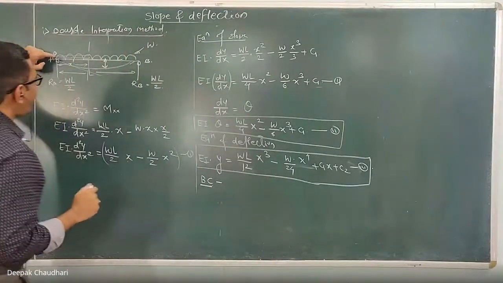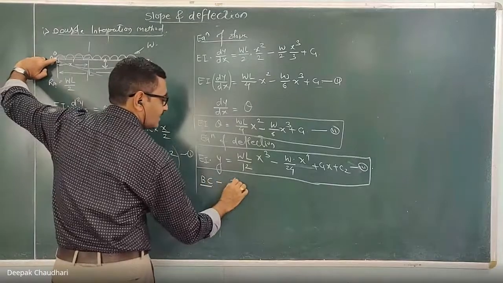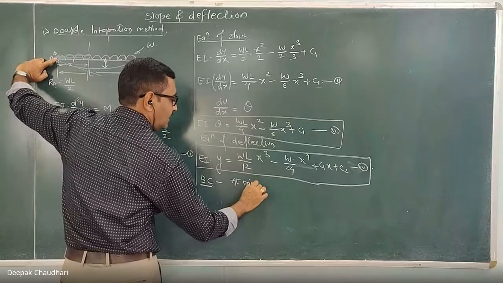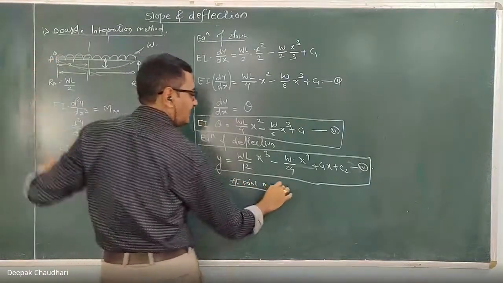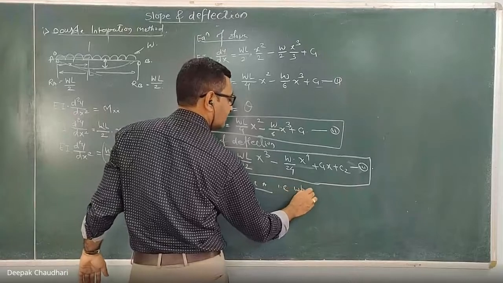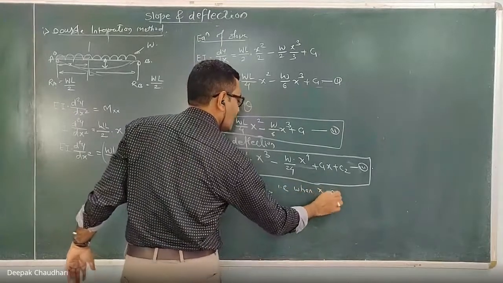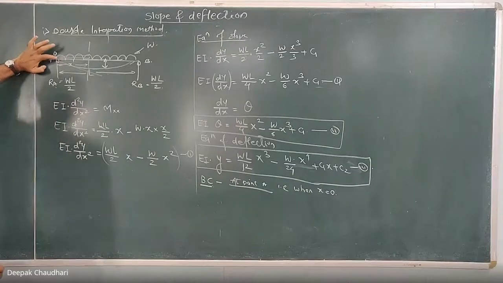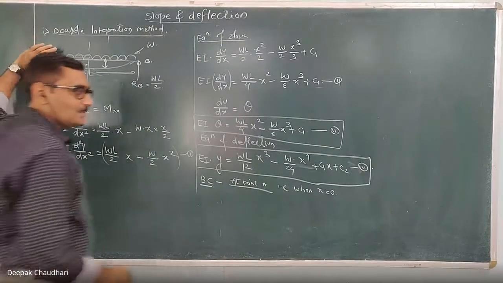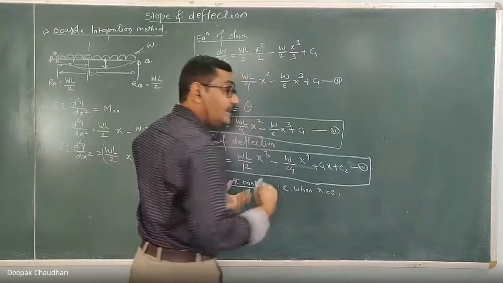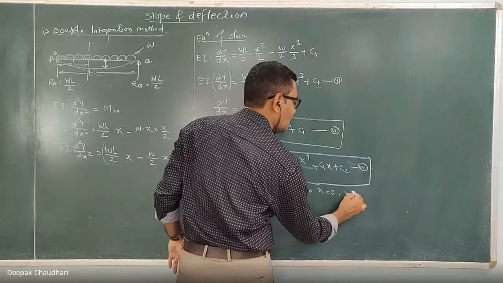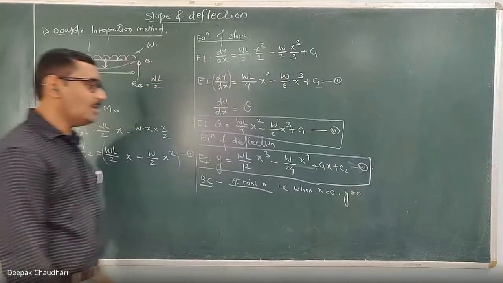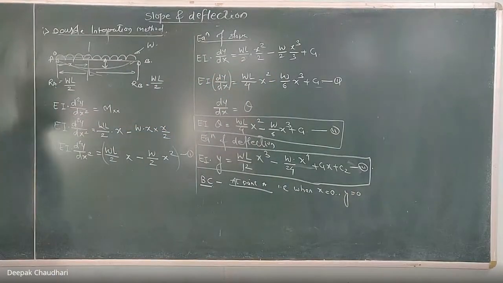Yeah, so at point A, what can I write? At point A, that is when x equal to 0. Now I consider A itself as the origin. So what is the value of x here at point A? It is x equal to 0. So at x equal to 0, deflection is 0. Deflection is 0 means y equal to 0. This is one boundary condition: when x equal to 0, y equal to 0.